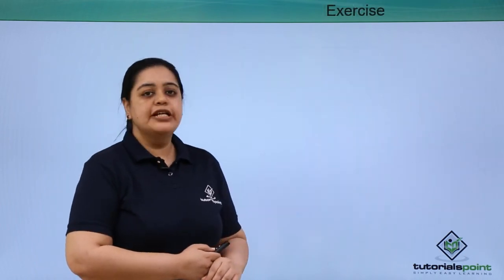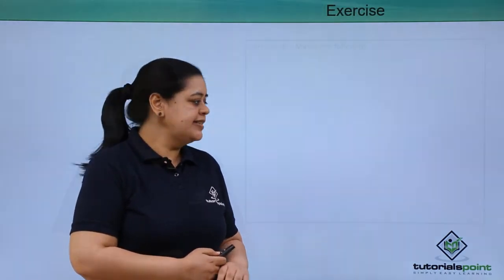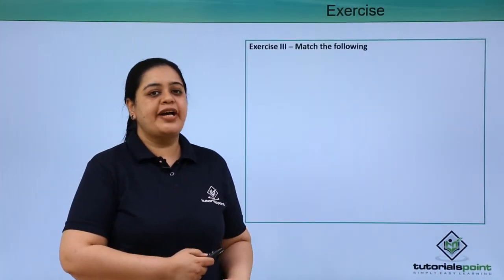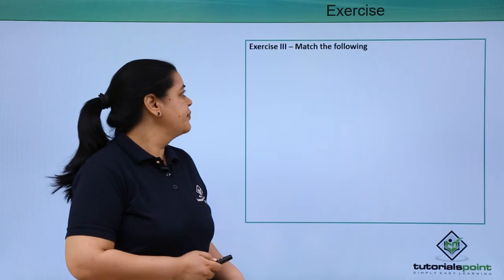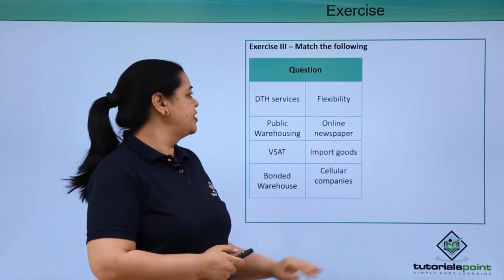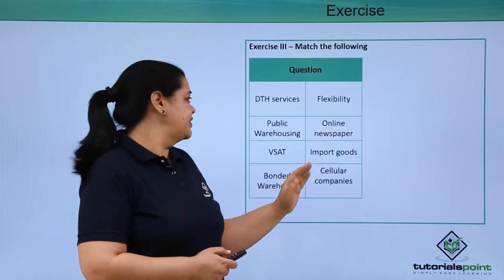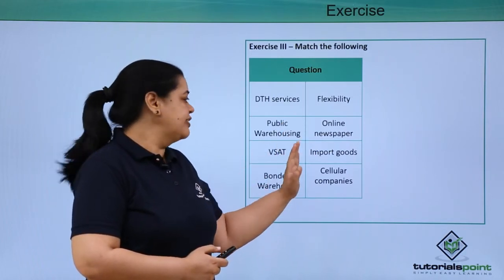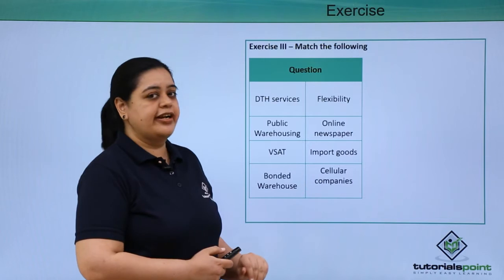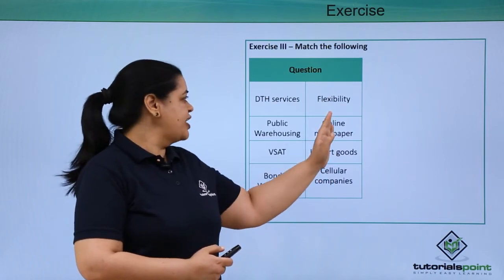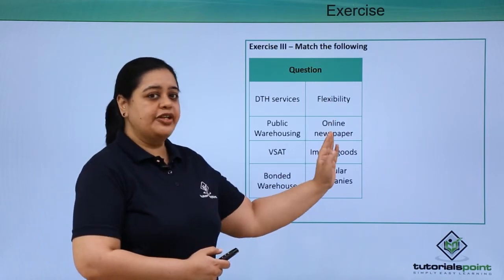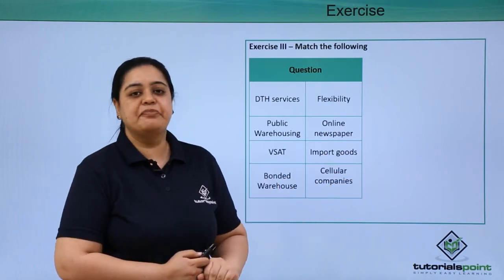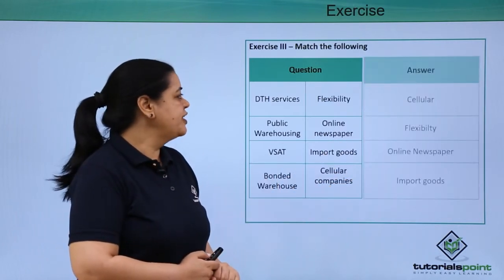Now let's move to the third exercise. You have been given terms and you need to match them with each other. Let us see what the terms are. We have been given DTH services, public warehousing, the term VSAT and bonded warehouse. Against that we have to match flexibility, online newspaper, imported goods and cellular companies. So let's see what the answers would be.